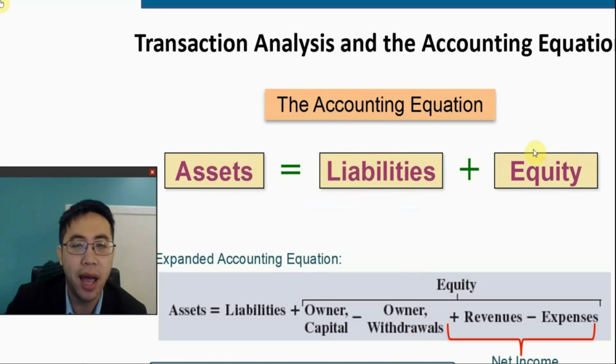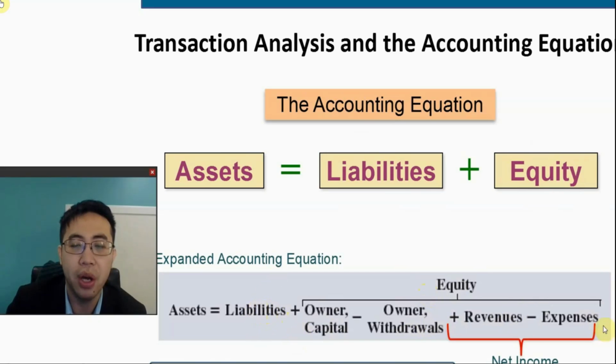And if I expand the equity side of the equation, the equity could be further divided into owner's capital, which is the money you put in originally, minus owner's withdrawal. And owner's withdrawal is the owner's right to get money from the company into their own pocket. And the owner can do that after they satisfy their bills for their liability holders.